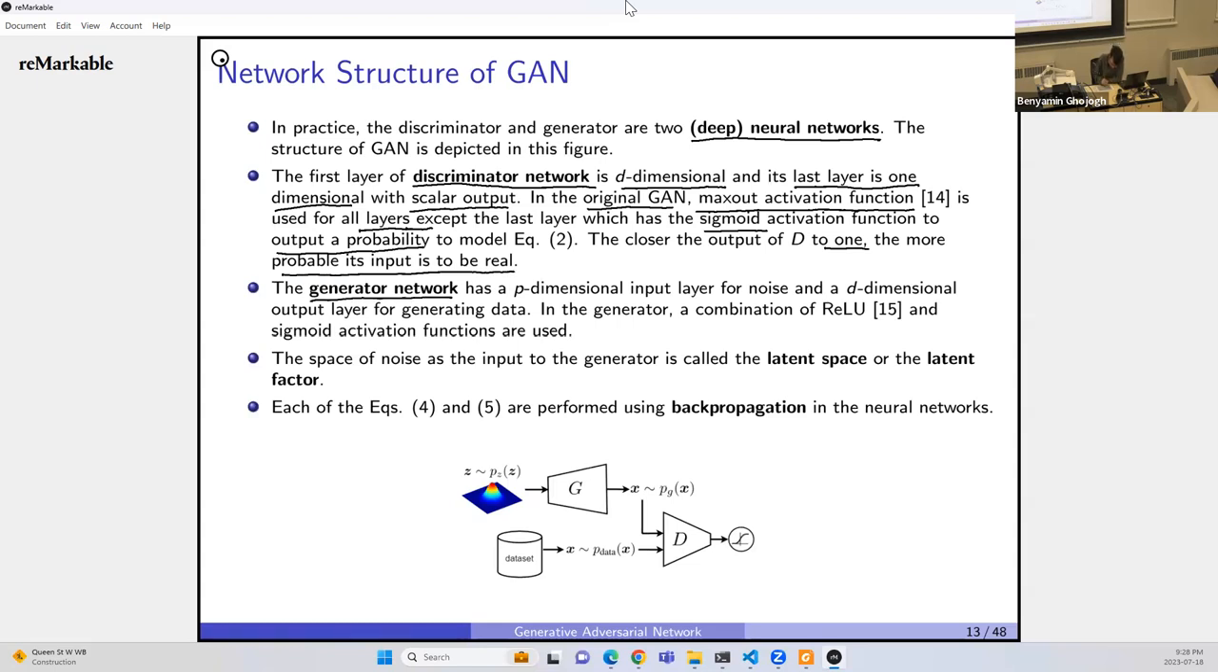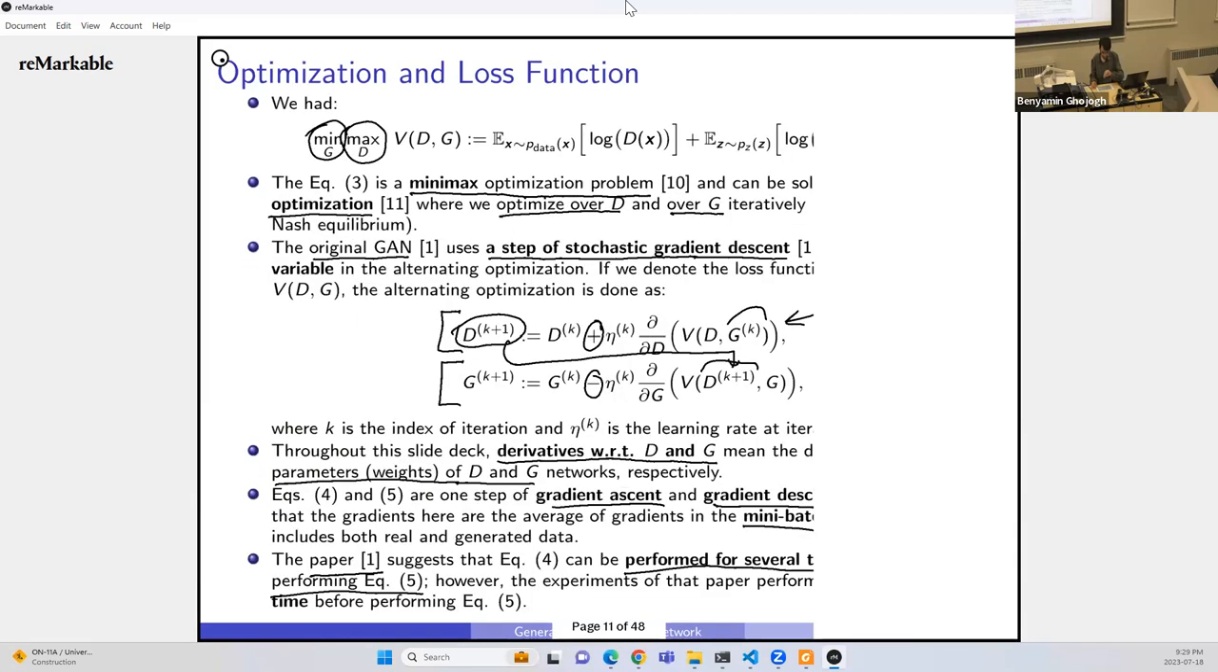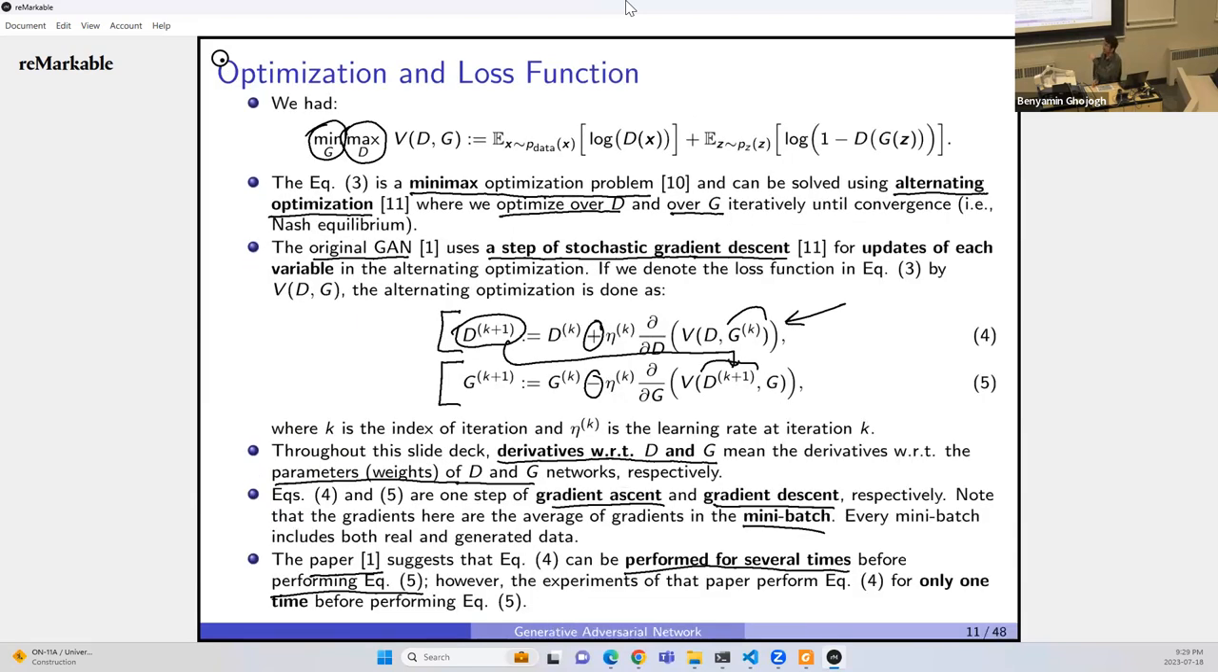The generator network's first layer should be p-dimensional. Why? Because it takes the noise as input. It outputs a d-dimensional vector. Why? Because it should generate data. In the generator, a combination of ReLU and sigmoid activation functions is used. The space of noise as the input is called latent space, or latent factor. Each of the equations four and five is performed by backpropagation to train the neural networks. Equation four trains the discriminator. Equation five trains the generator.